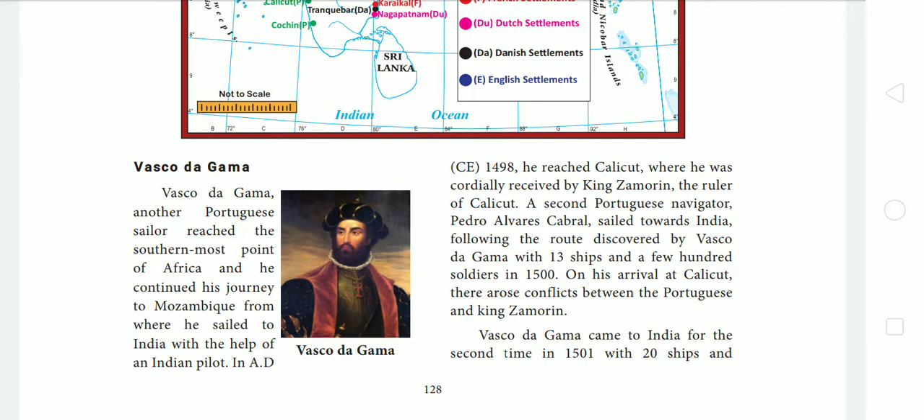Okay, next, a second Portuguese navigator, Pedro Alves Cabral, sailed towards India following the route which was already discovered by Vasco da Gama. He sailed with 13 ships and a few hundred soldiers in the year 1500. So the Portuguese sailor who first reached India is Vasco da Gama. Then after Vasco da Gama, Pedro Alves Cabral reached India with 13 ships and a few hundred soldiers.